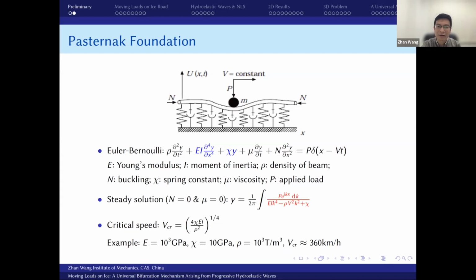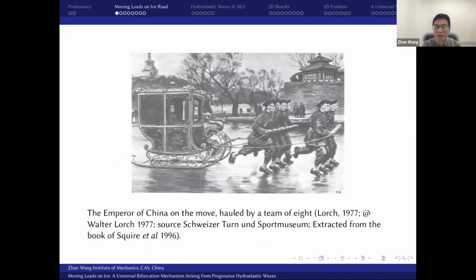Okay, so now let's move on to the problem on the ice sheet. People have known how to use the ice sheet as a transport link for a very long time, it has a long history.